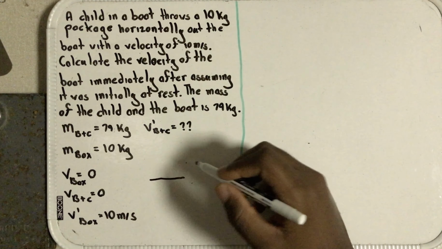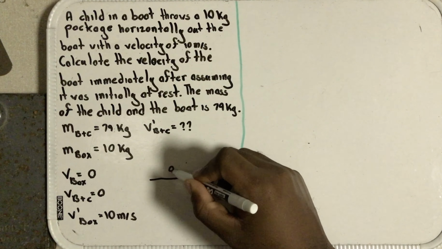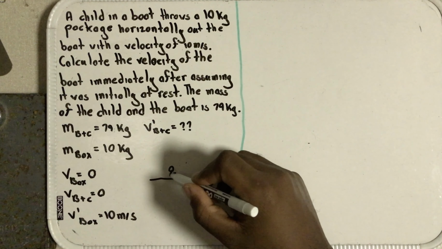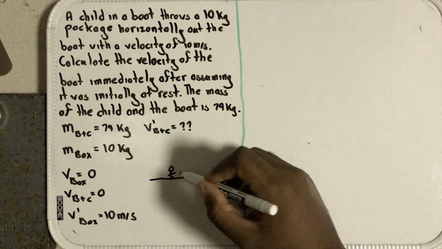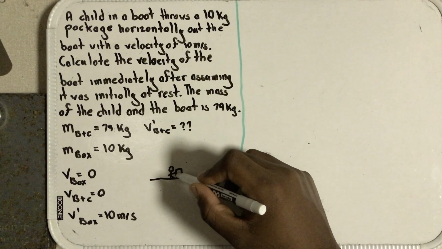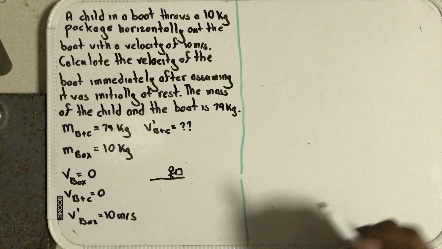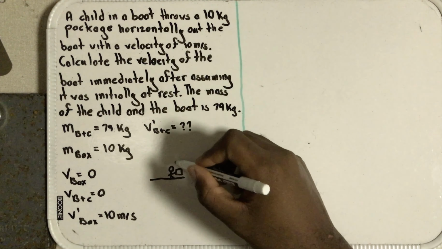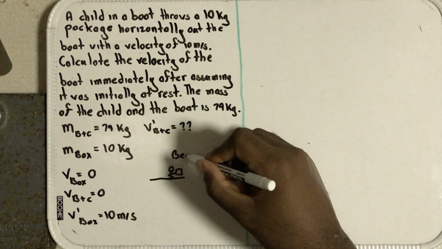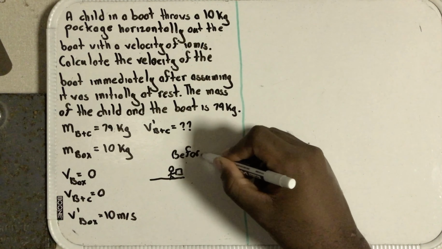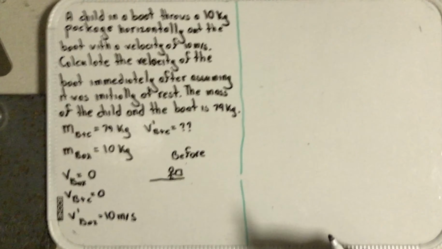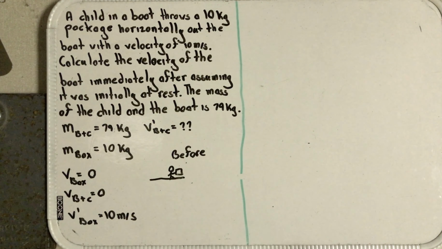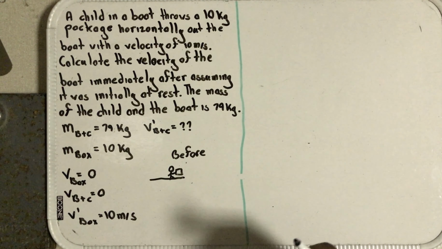So we'll call this thing the boat. This is the child. Horrible drawing. Luckily, you don't have to be an artist in physics. So right now, both of them are at rest. This is before the collision. Sometimes I like to say event, because when you intuitively think of a collision, you wouldn't think of something like this.